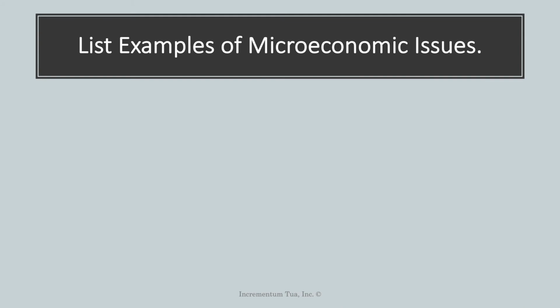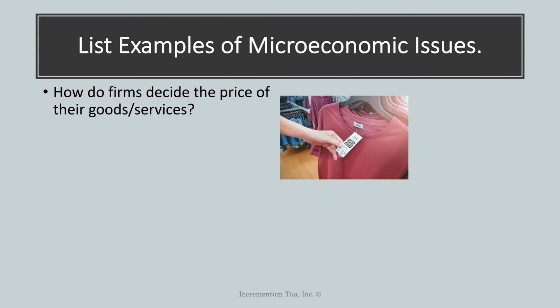List examples of microeconomic issues. So one issue is, how do firms decide the price of their goods and services? They're making a decision about what price to apply, and they're going to get information from customers as they either decide to purchase at this price or decide not to purchase at this price.